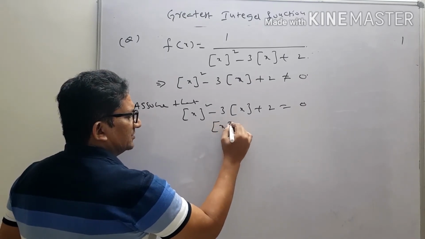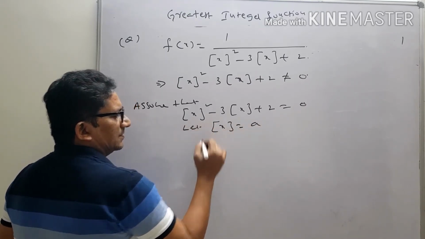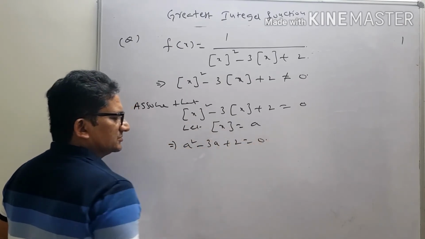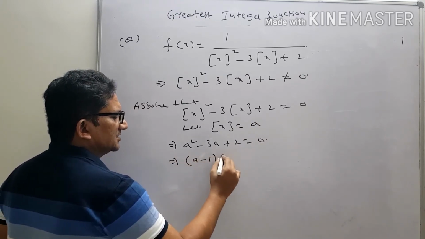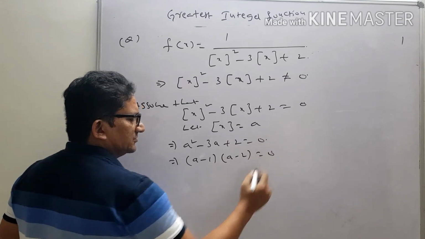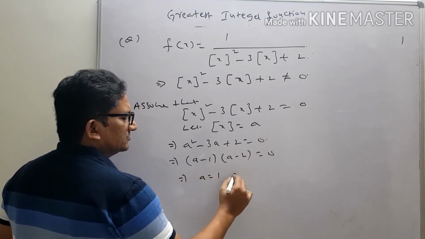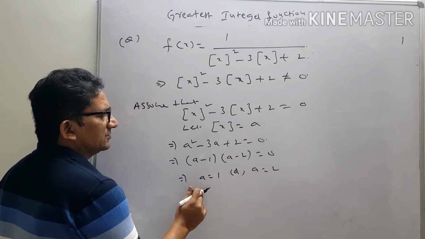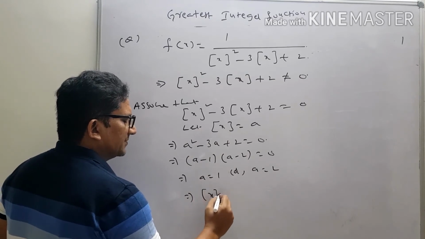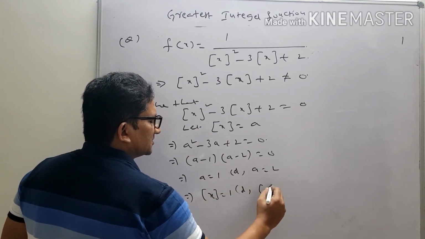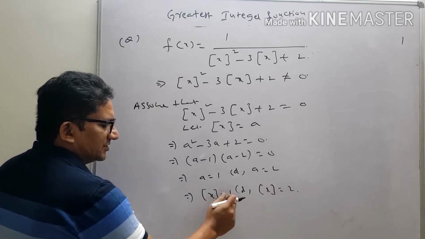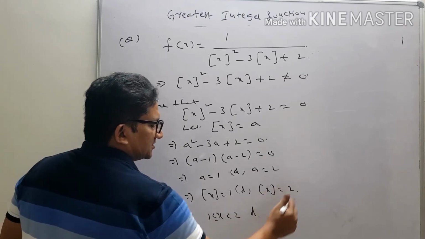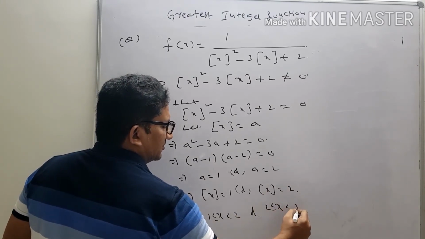For convenience, I want to take step x as some a. Then the equation changes to a square minus 3a plus 2 equals 0. It can be factorized easily as a minus 1 and a minus 2 equals 0. That means a equals 1 or a equals 2. Now a means step x. Step x equals 1 or step x equals 2. Step x equals 1 means x lies in between 1 and 2, or step x equals 2 means x lies in between 2 and 3.